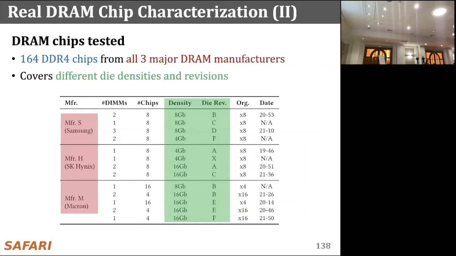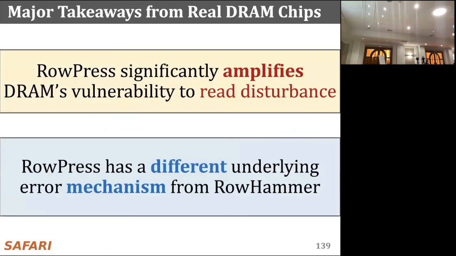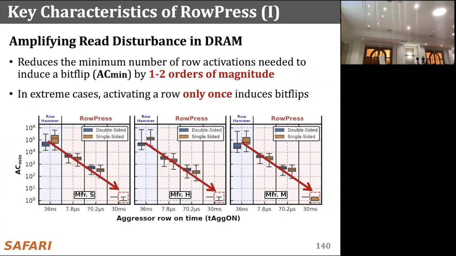Okay, so we used our infrastructure again. Now you can see the names over here, SHM. And basically, we showed that this significantly amplifies DRAM vulnerable to read disturbance and is a different underlying error mechanism. Let's take a look at the results very quickly. These are results across many chips from different manufacturers, as you can see. I think this is SHM over here. This is RowHammer over here. You keep the row open by 36 nanoseconds.